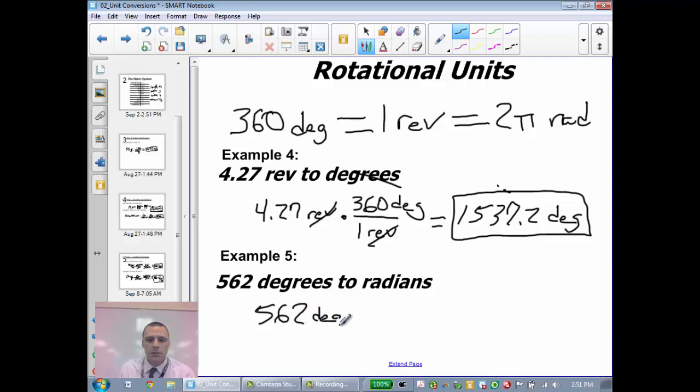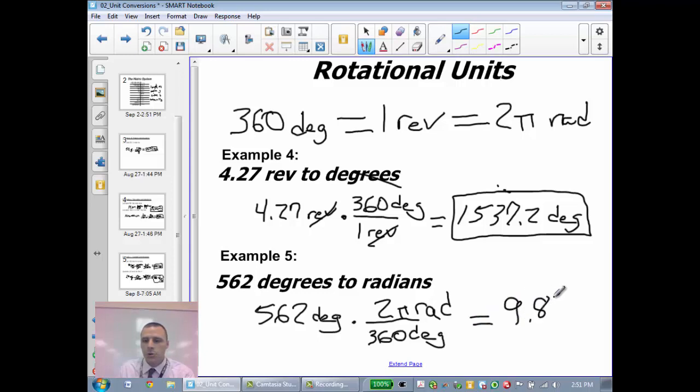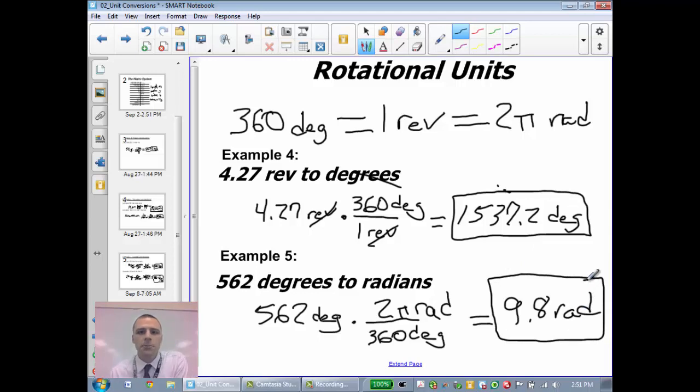So hopefully you had some good success with number 5, and I'm going to do it out right now. 562 degrees to radians, conversion factor, there are 360 degrees for every 2 pi radians, and that's equivalent to 9.8 radians. I ended up just using a value of 3.14 for pi. So these are some sample unit conversions that we have, some basic unit conversions.